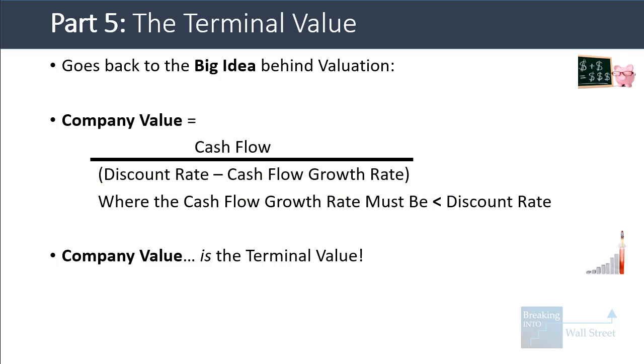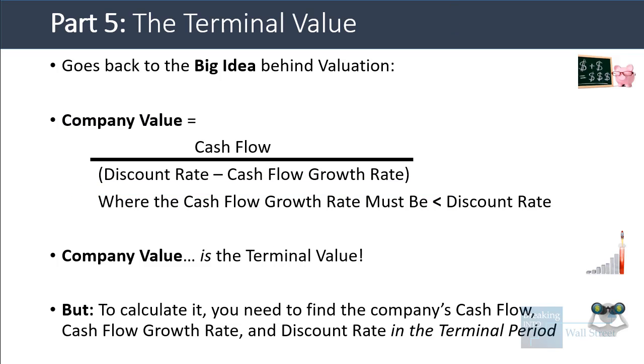It's just that to calculate it, we need to look at the terminal period. So we need to get the company's cash flow growth rate and discount rate in that terminal period. So it's the same basic formula that drives everything else. It's just that it applies to only one specific period in this model.